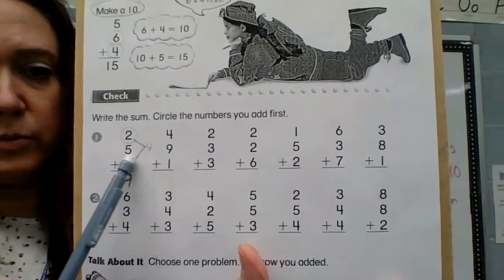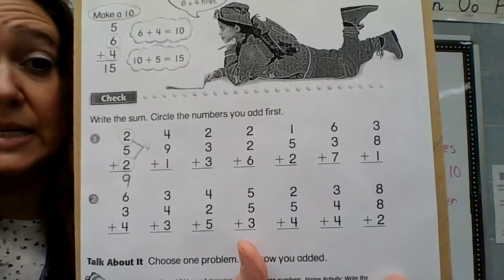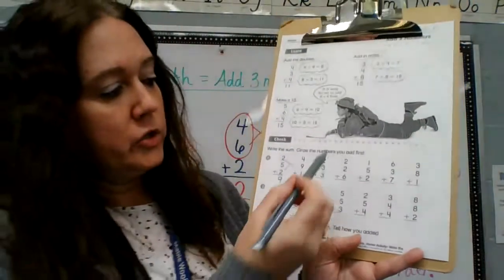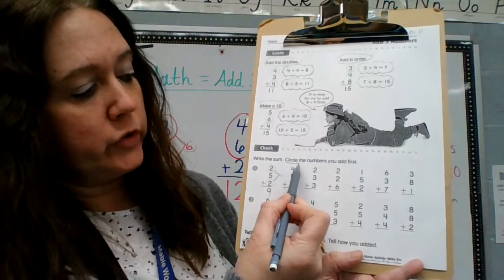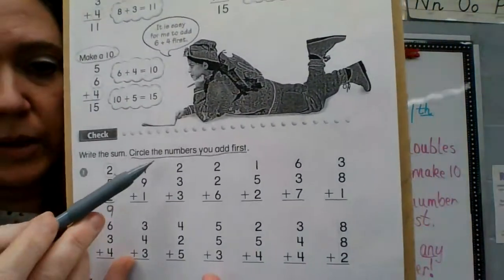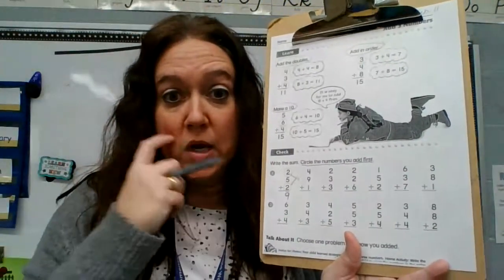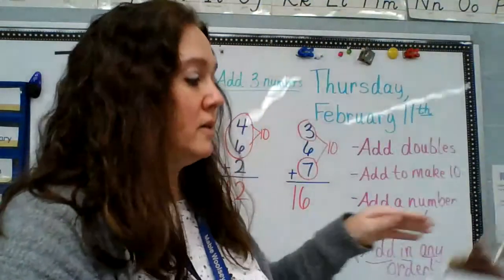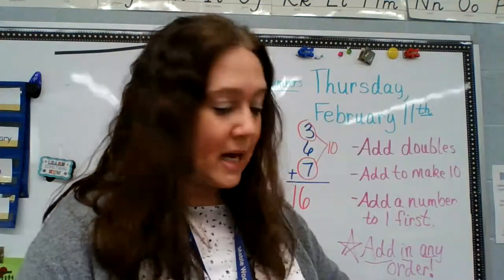You could still put that little thing over on the side to help you before you add the last number. So you are going to circle the numbers you add first. You don't have to do this, but I want you circling the 2 numbers that you're going to add together first. Okay, so you're going to do these, and then on the back is kind of like a game.